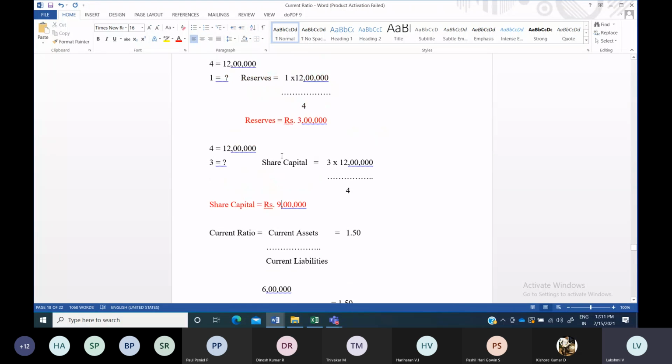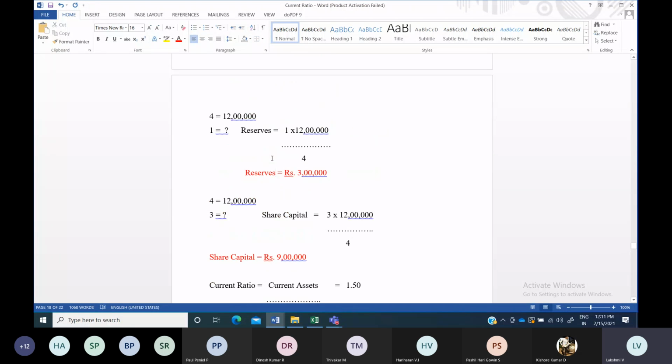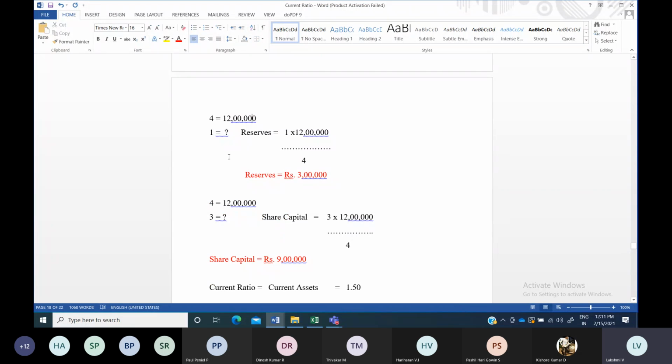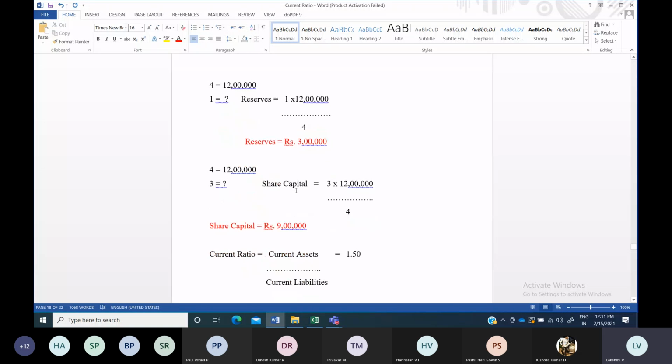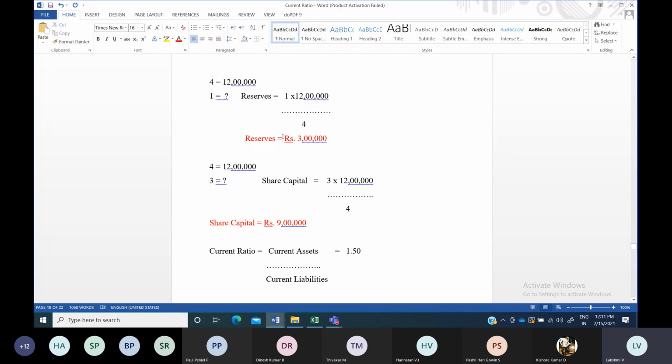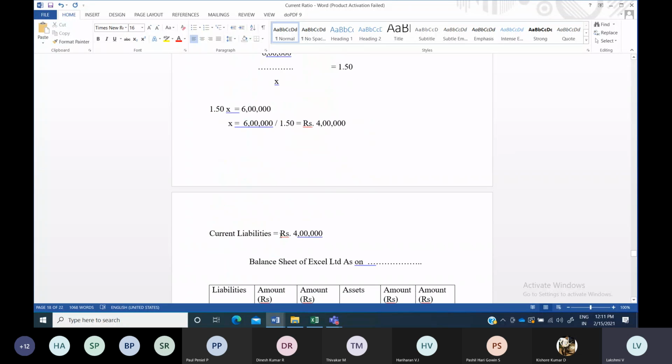9 lakhs. Split up இருக்கணும். Share capital reserves மொத்தமா 12 lakhs net worth எழுதக்கூடாது. Balance sheet எப்பயுமே share capital, reserves and surplus தனித்தனியா தானே we are showing. So in the same manner, share capital 9 lakhs, reserves 3 lakhs we have to show.